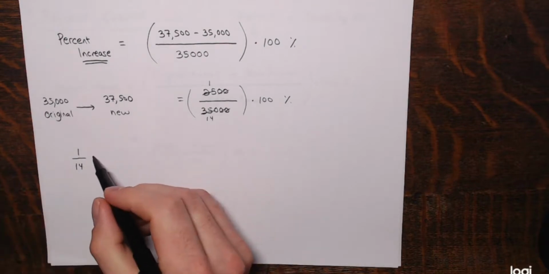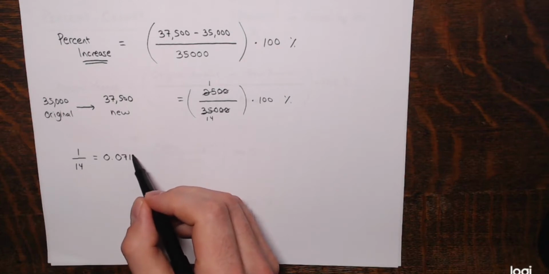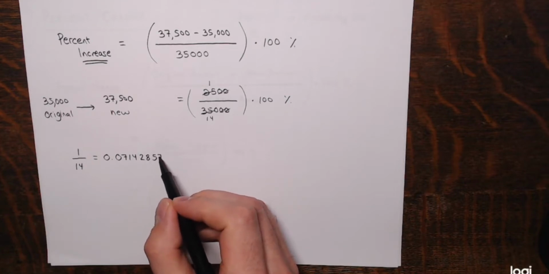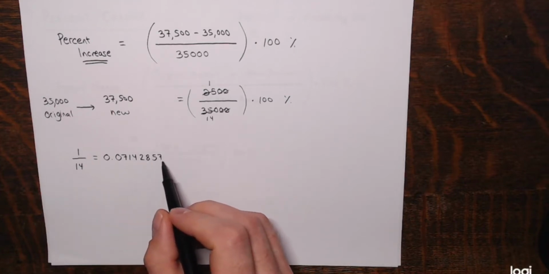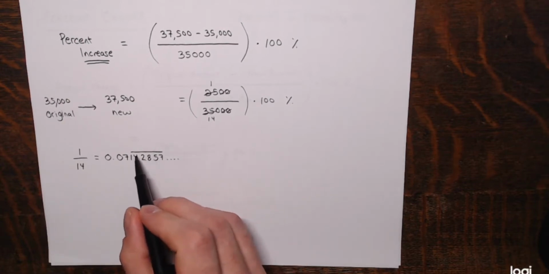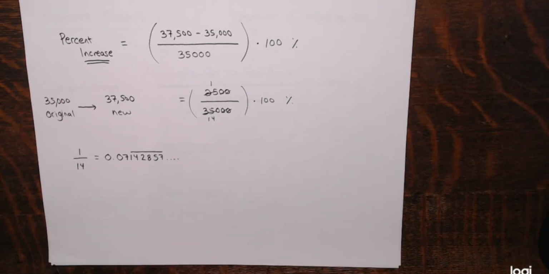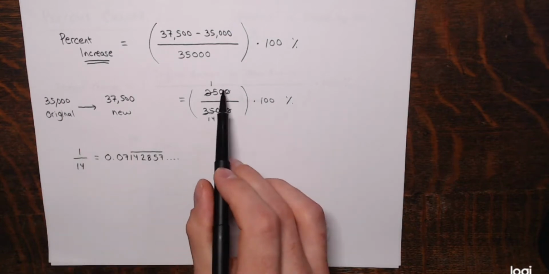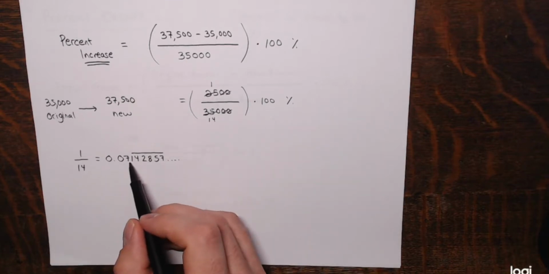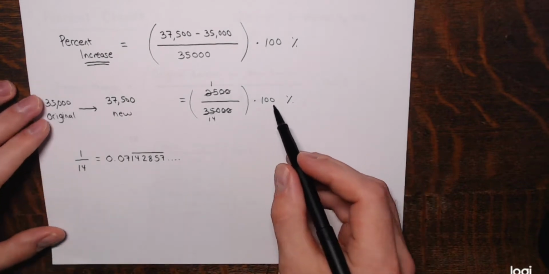is equal to 0.07142857, and then this 142857 repeats. A little vinculum bar above that, 142857, 142857, and so on. So that's this number in the parentheses, and then again we change this to a percentage, multiply by 100, right, and then throw the percent symbol at it.